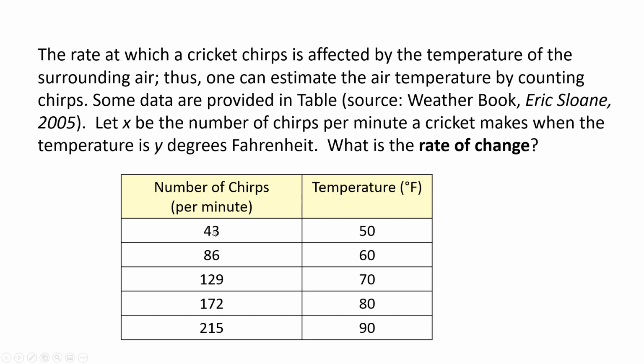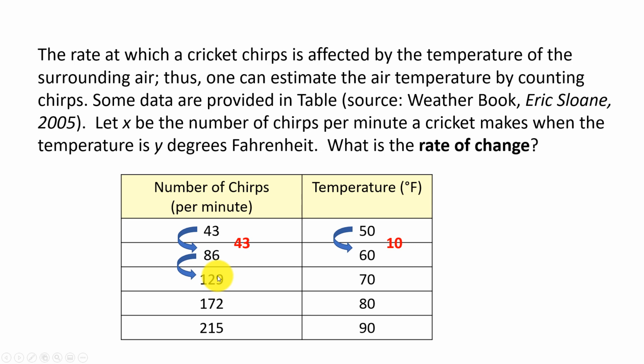If I start with the x, if I go 43 to 86, that is a difference of 43. If I go from 50 to 60, that is an increase of 10. Now, if this is a linear relationship, we expect these differences between the x all to be pretty close to the same value, and we expect the change in y to be pretty close to the same value, in this case 10. So if we go from 86 to 129, is that a difference of 43?